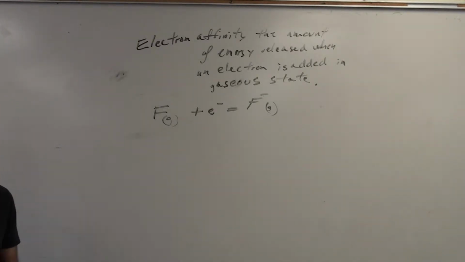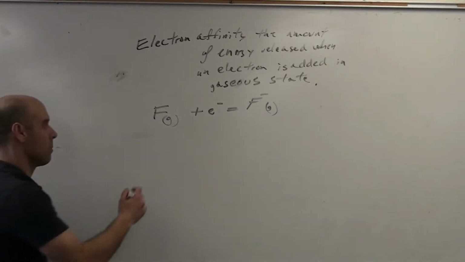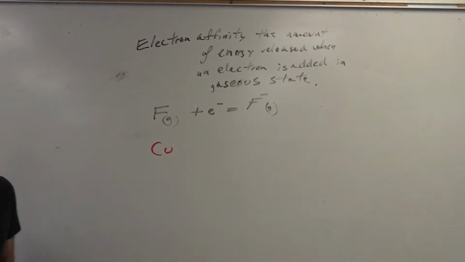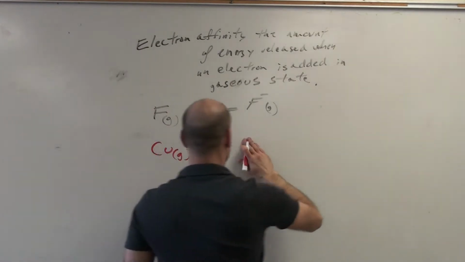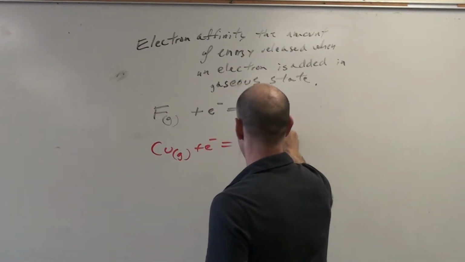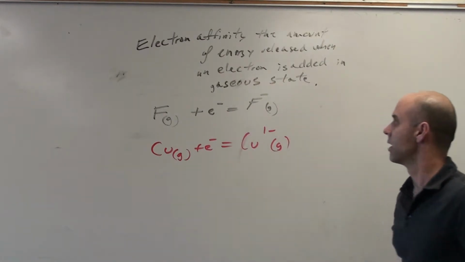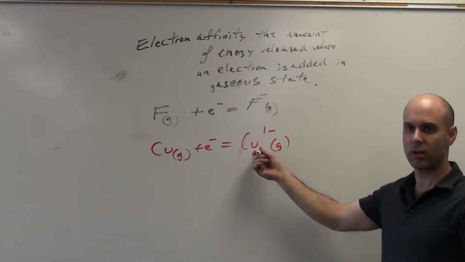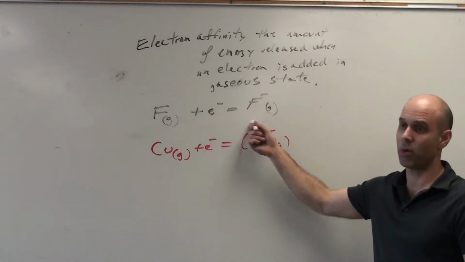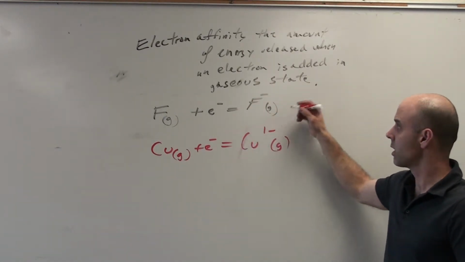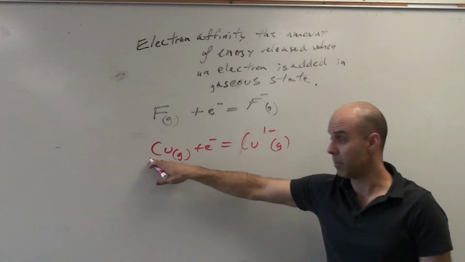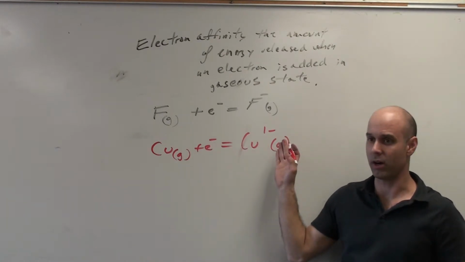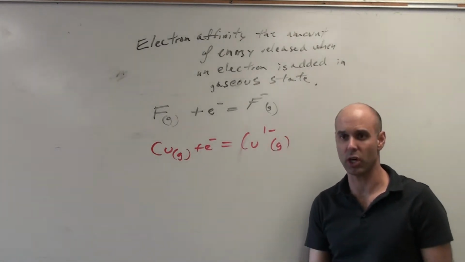If we were dealing with a solid, let's pick a more common one, like copper, it would have to be in the gaseous state. Now you can probably figure out just from looking at this that the non-metals like to form negative ions. So the non-metals are going to release a lot of energy when you add an electron. Metals don't want to have a negative charge, so they're not going to release much energy at all.